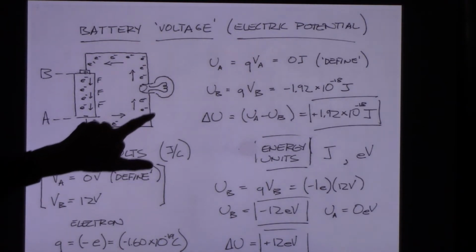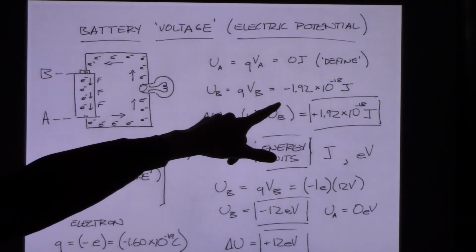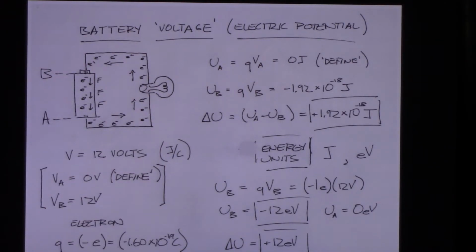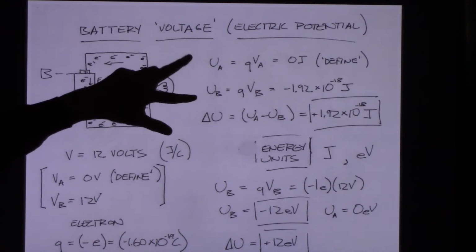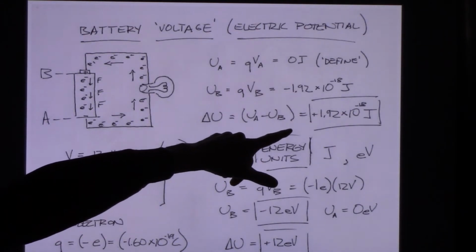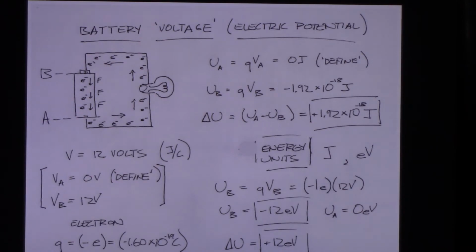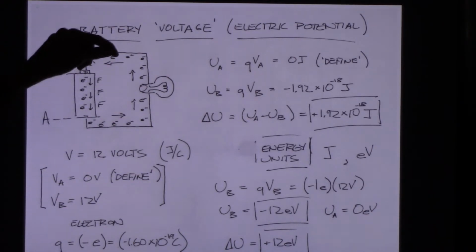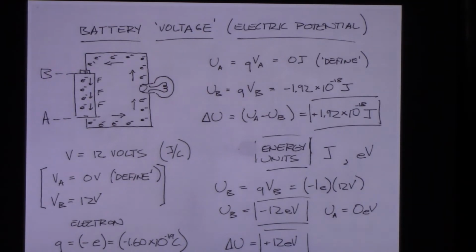And then by the time it has gone all the way around, it will have been reduced down to negative 1.92 times 10 to the minus 18 joules. That's a difference of energy of 1.92 times 10 to the minus 18 joules. That's how much energy the battery provided just in that one electron. So by having one electron leave the battery and another electron arrive, that corresponds to an energy difference of 1.92 times 10 to the minus 18 joules. So that's how battery energy gets transported through our electric circuit.